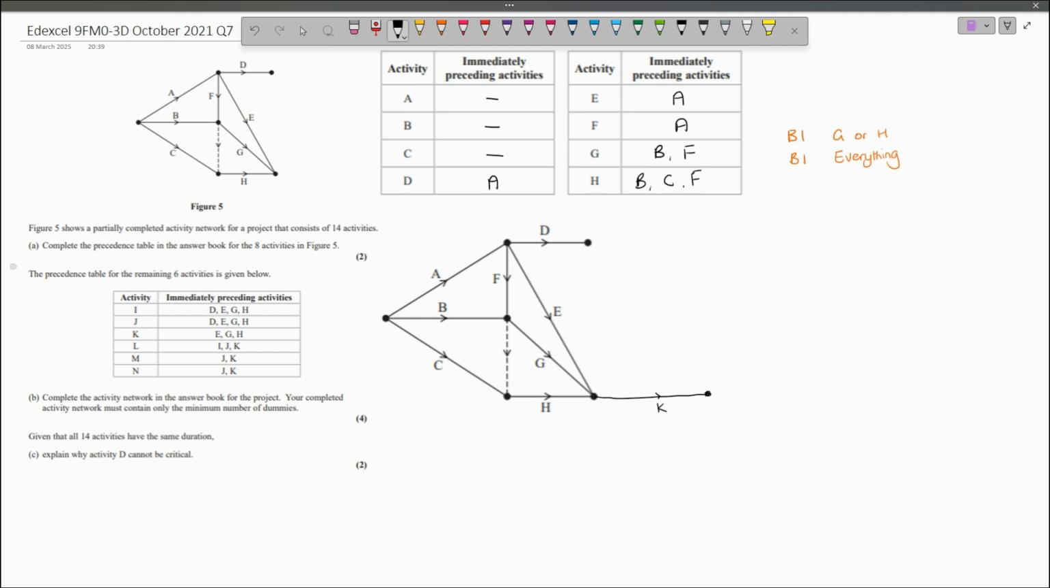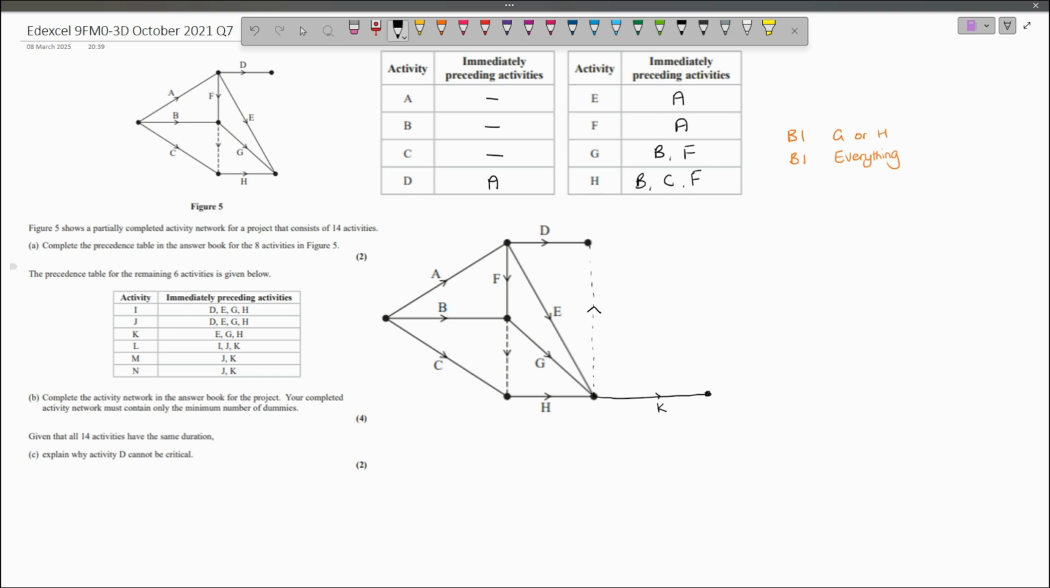So when we consider I and J, which have immediately preceding activities D, E, G, and H, that means we need a dummy from E, G, and H up to D to allow us to draw I and J. So we've got a dummy up there.